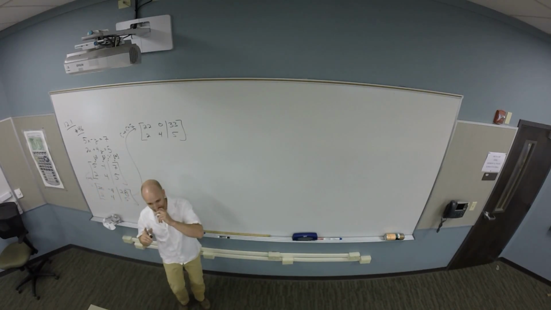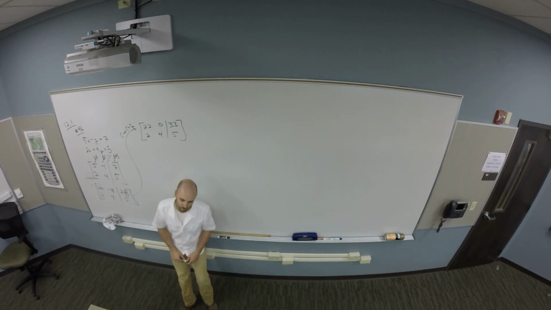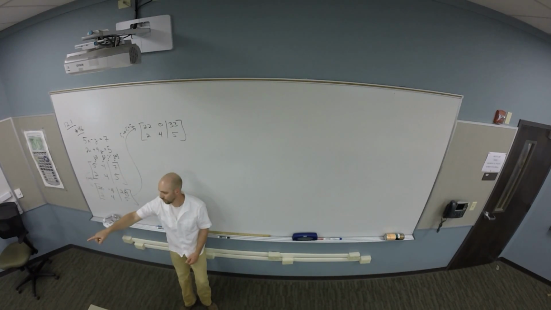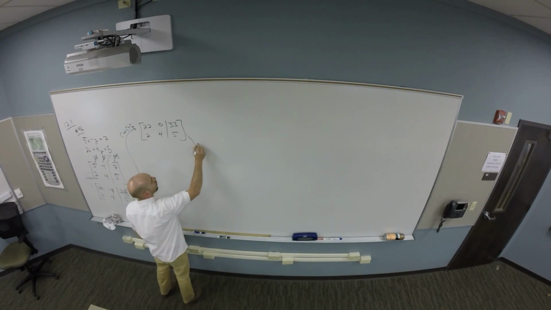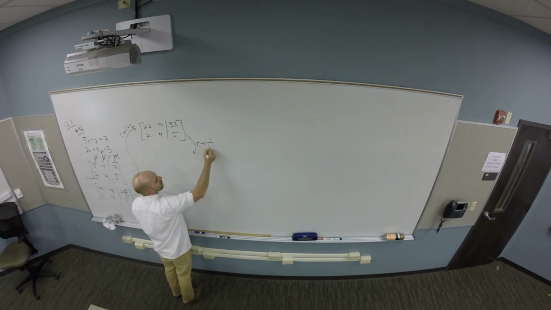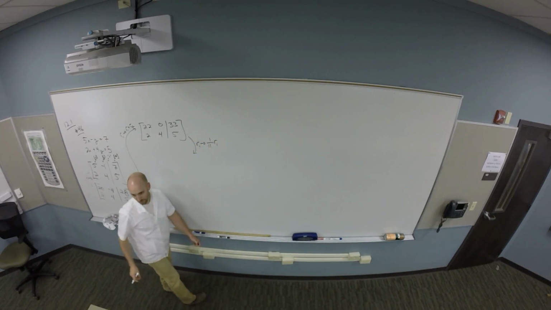Okay. Confusion cleared up? Okay. Now what? Can you divide this one by something? We could knock an 11 out of the top row. That'd be row 1 goes to an 11th of row 1.